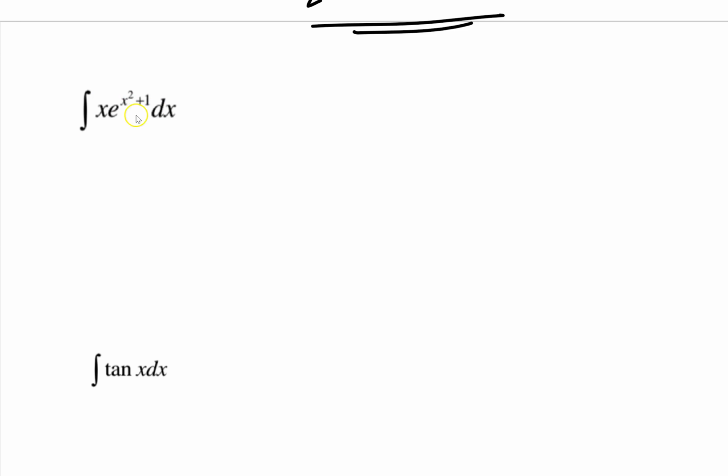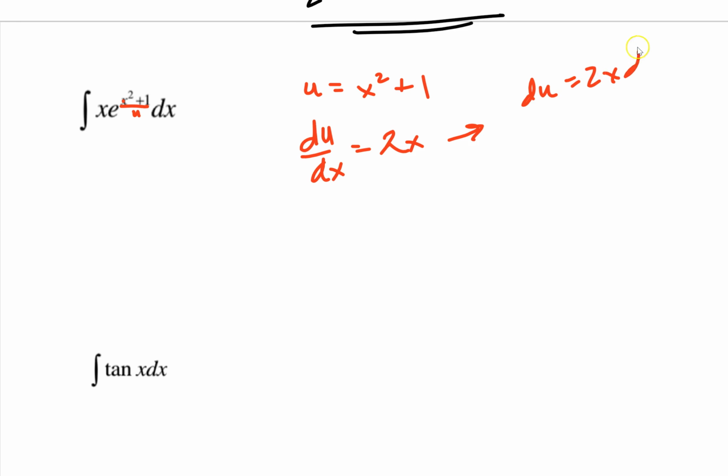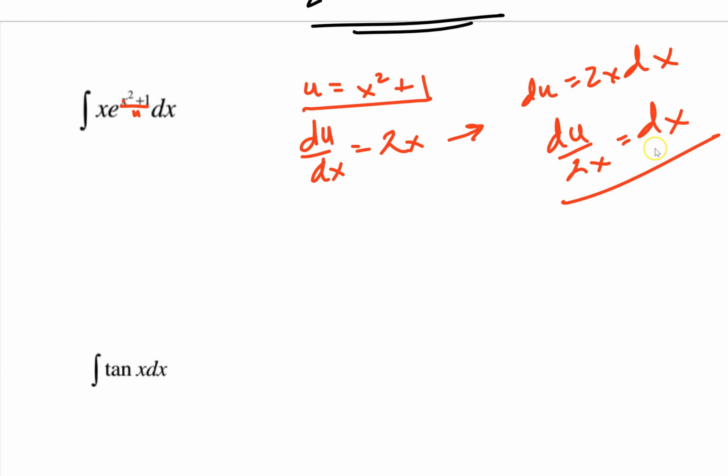So look at this one right here. That inside, that's my u. u equals x squared plus 1. Take the derivative of both sides, so du over dx, derivative with respect to x, equals 2x. Just some basic mathematics. Divide by that. Right, and again, I have everything I need. I have my u and I have my dx. So two things you gotta find. Plug it all in.